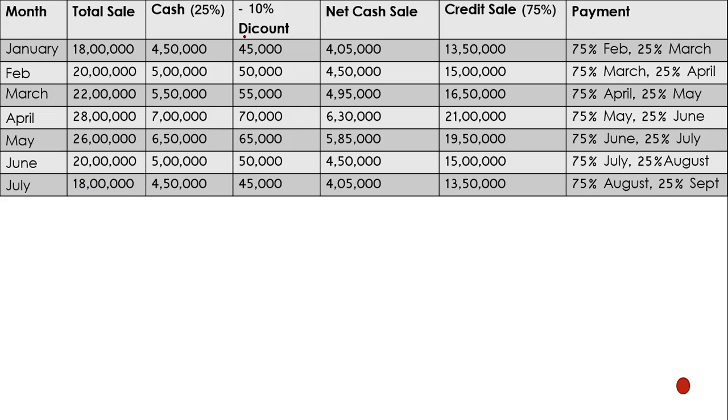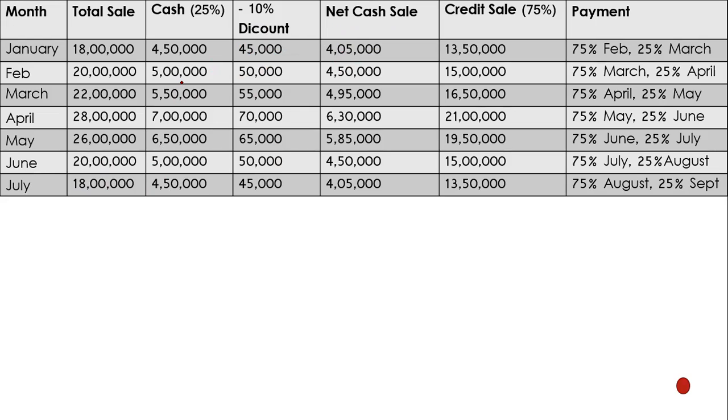Now we have to deduct 10% discount from the cash sale. Then we will find out the net cash sale, which we will write down in the cash budget. So 10% of 4 lakh 50,000 is equal to 45,000. So 4 lakh 50,000 minus 45,000 is equal to 4 lakh 5,000.